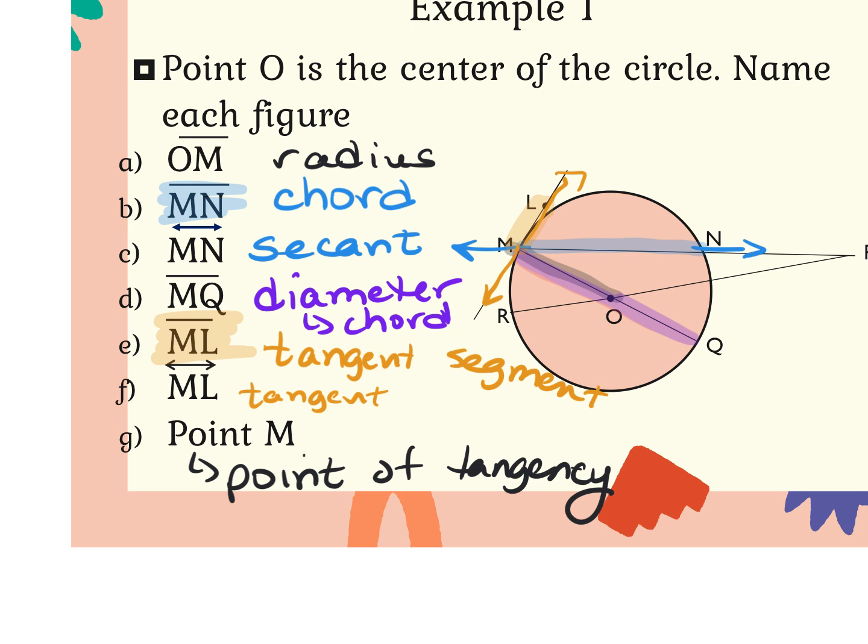And coming up, we're going to learn a theorem about tangent segments. So this is why it's going to be important that we understand that a tangent can be a segment. There are also secant segments, but for right now, what we're worried about is all we can see in this picture is a tangent segment.